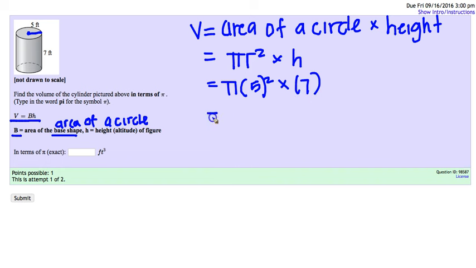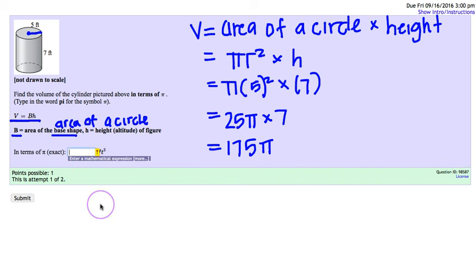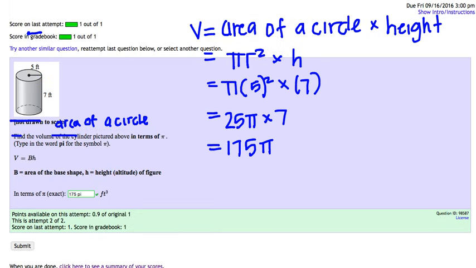So I'm just going to simplify that. We have 5 squared, which is 25, so 25 times pi is 25 pi, times 7. Simplify this once more. 25 times 7 is, let's see, 175 pi. So you'll notice here they didn't give pi as part of our answer, so we're going to have to write the entire answer as 175 and then the word pi to represent the symbol for pi. And there you have it.